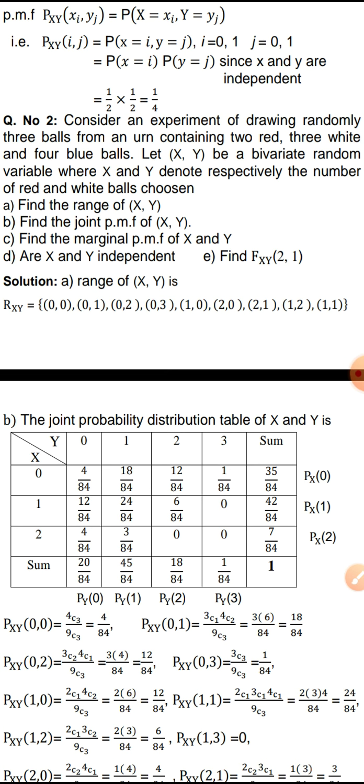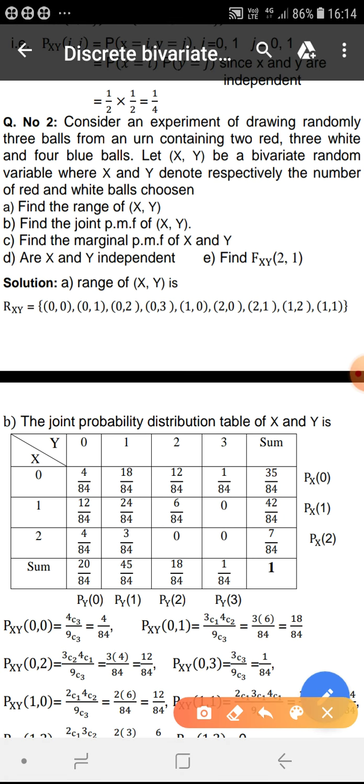We can't have x as 3 because there are only 2 red balls. X denotes the number of red balls, so x cannot be equal to 3. So these are the possible options. The range of x, y is (0,0), (0,1), (0,2), (0,3), (1,0), (1,1), (1,2), (2,0), (2,1).